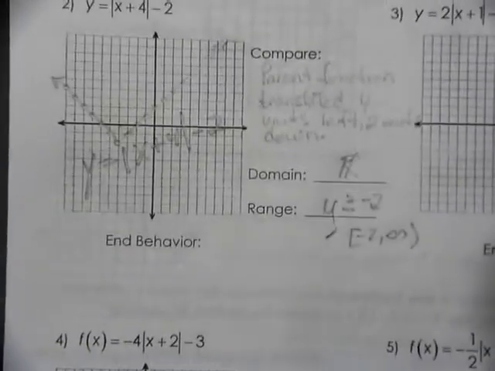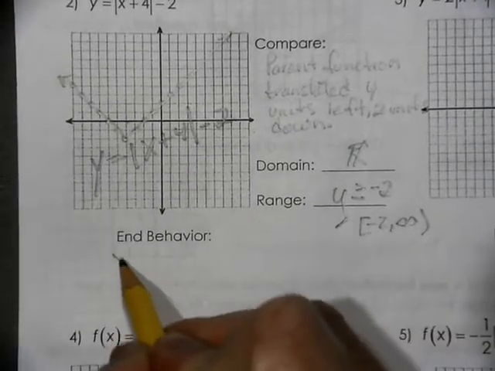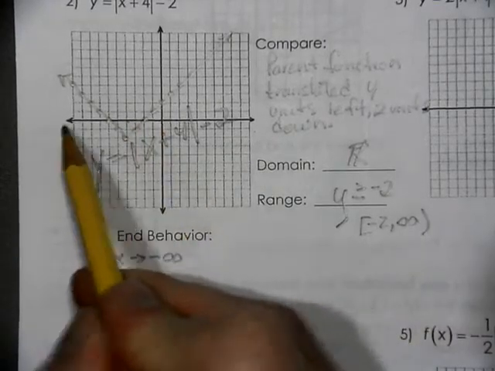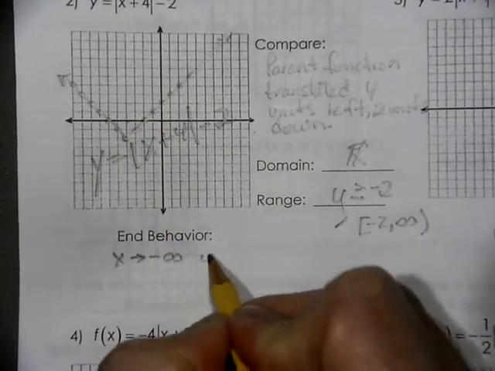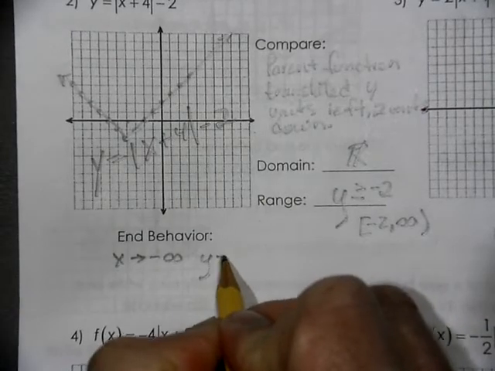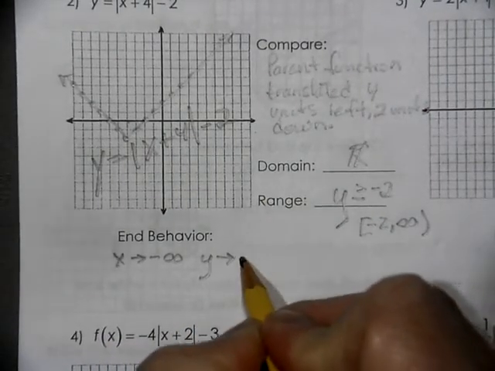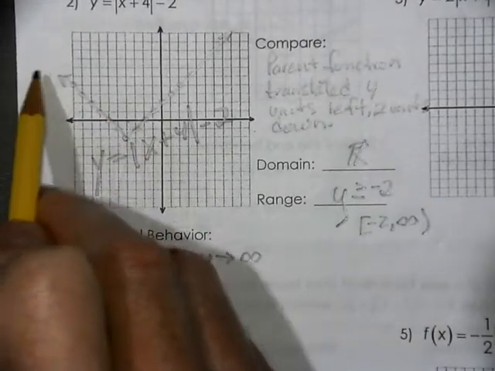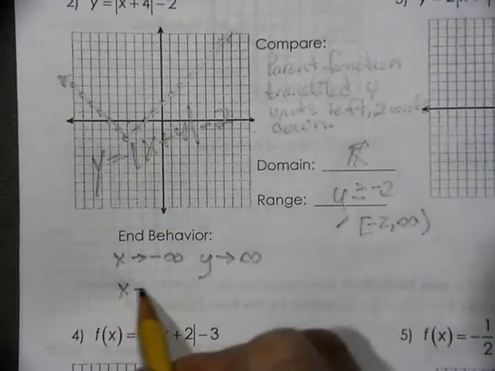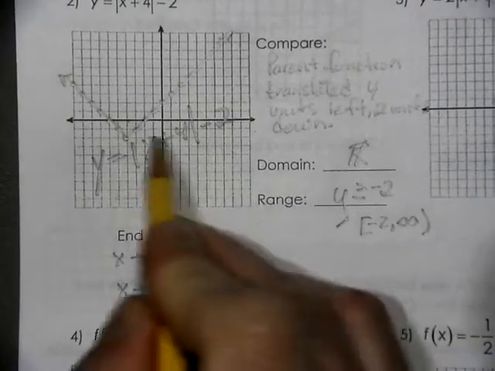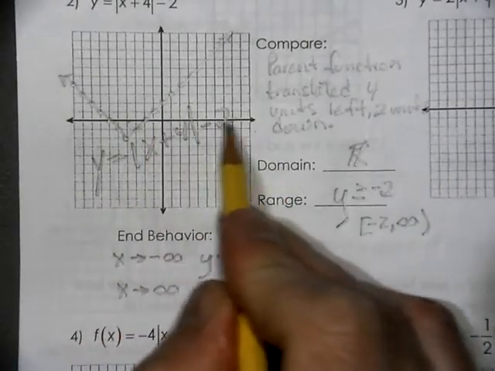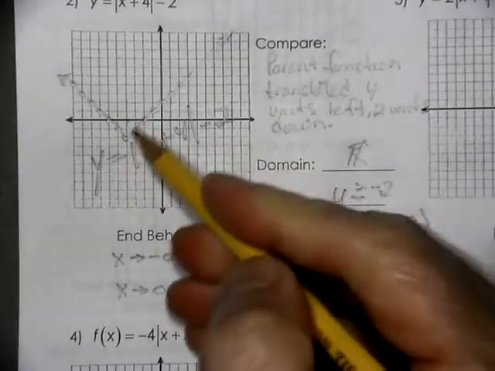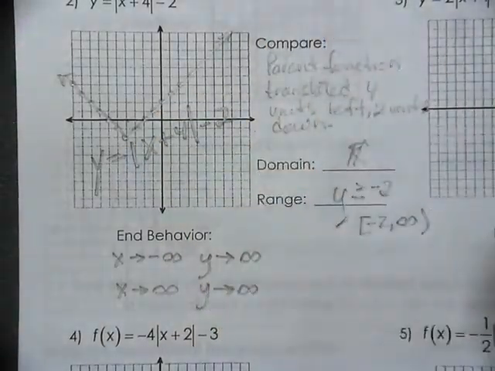the end behavior. As x approaches negative infinity, which is to the left, the y value, or the function, approaches positive infinity. The graph goes up as we look to the left. As x approaches positive infinity, as the x gets bigger, the graph also gets bigger, and it moves to the right.